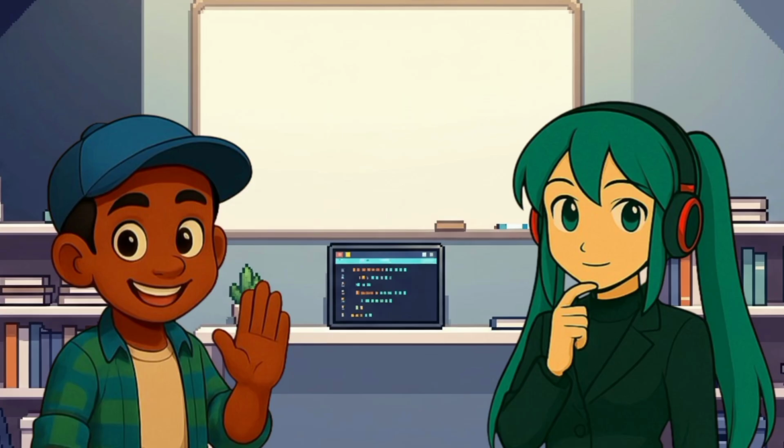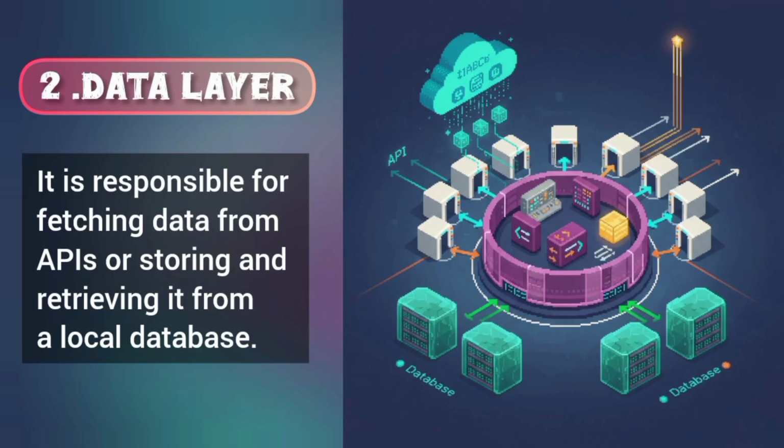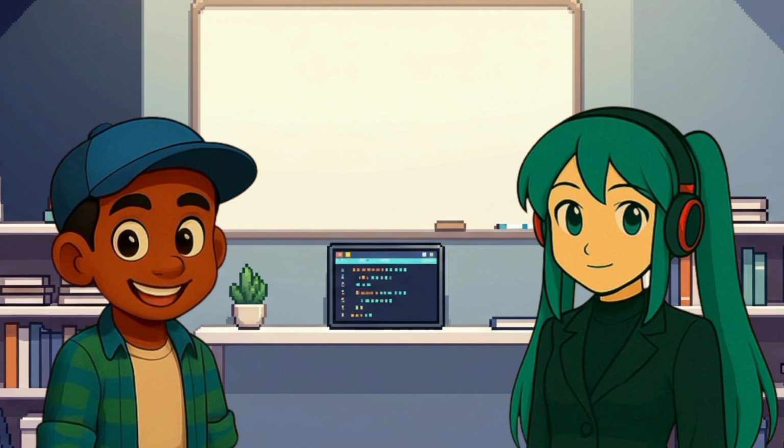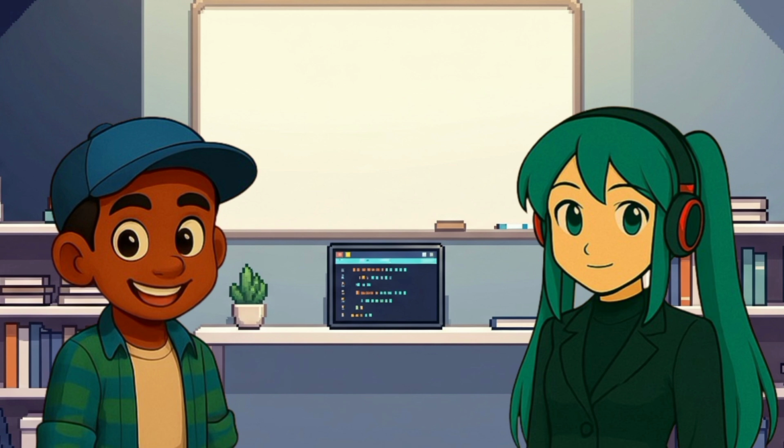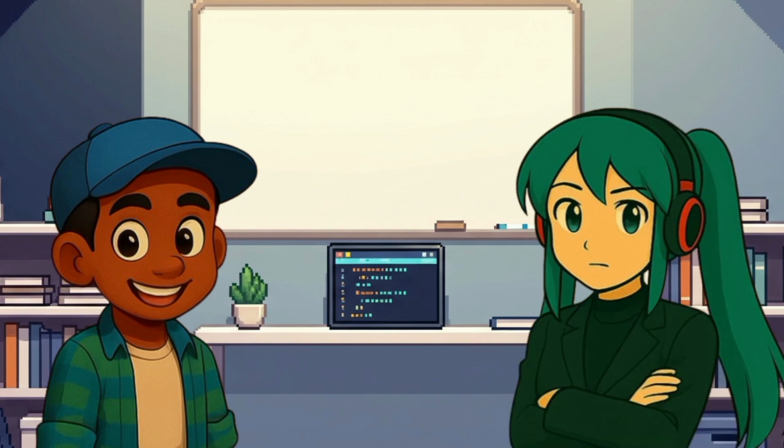The second layer is the data layer. It is responsible for fetching data from APIs or storing and retrieving it from a local database. This layer contains repositories, which handle all interactions with the data sources and databases. Just like in the MVVM pattern, each entity usually has its own repository to manage its data operations.